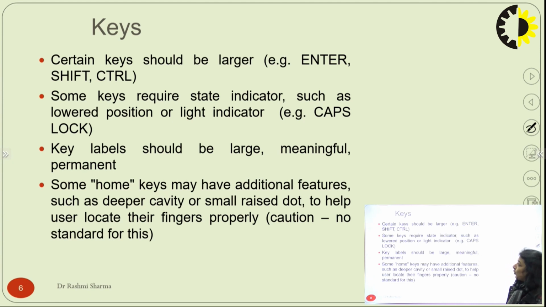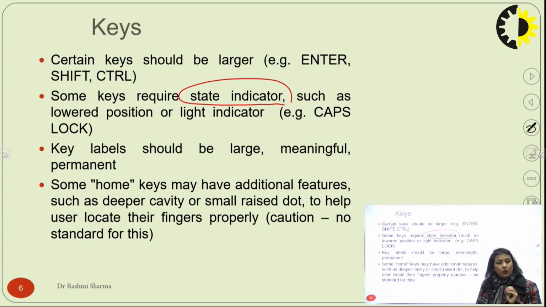So some keys require state indicators. Obviously, the state indicator is the light which is blinking on it. Same for your numlock key also. When your numlock is on, you press that numlock key, you have a tiny indicator, a light which indicates that that key is active or not. These keys are also called toggle keys.